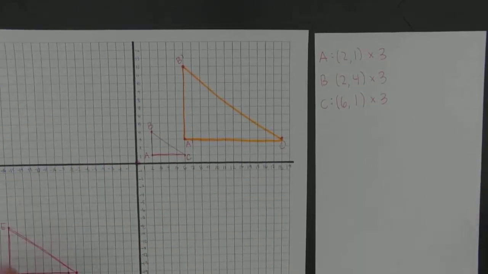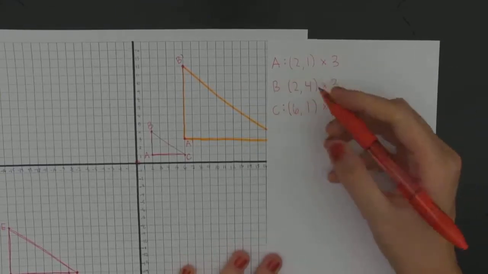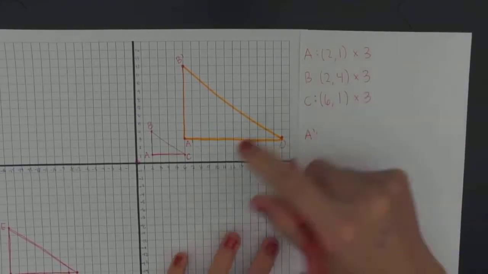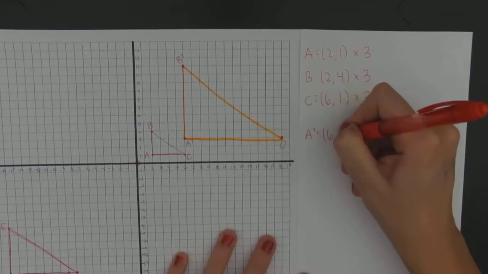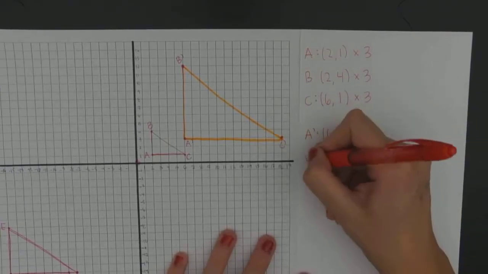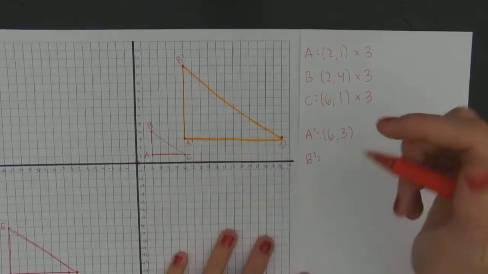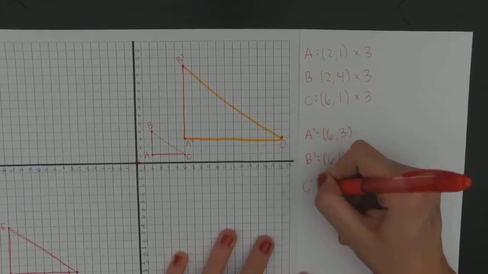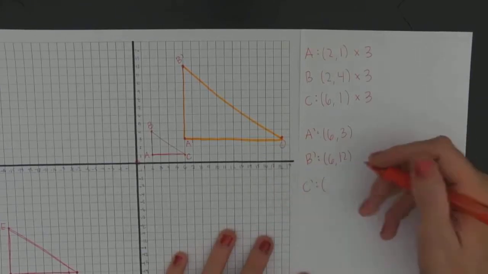Alright, so if I want to look at this, I do want to compare coordinates. So these are my original coordinates, right? So let's look at A prime. For A prime, my coordinates are now 6, 3. For B prime, my coordinates are now 6, 12. And for C prime, my coordinates right here are now 18, 3.